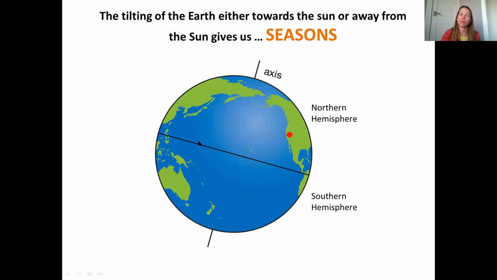We tend to break up our planet into two hemispheres, or two halves. The northern hemisphere is this top portion of the planet, the hemisphere nearest to the North Pole. And then we have the southern hemisphere down here, the half of the planet nearest to the South Pole. California, which I've represented with this red dot, is located in the northern hemisphere.